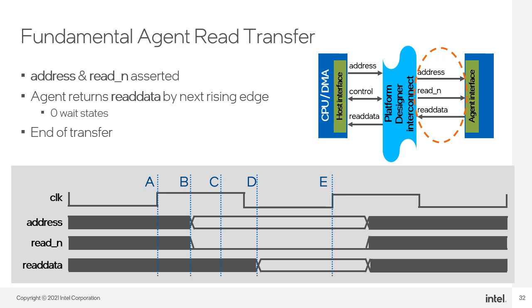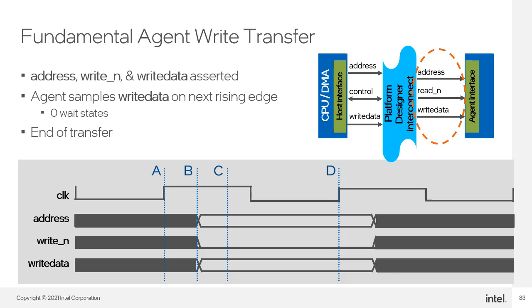Now, here is a fundamental read transfer from the agent's point of view. After rising clock edge A, the Platform Designer interconnect asserts the read enable signal and the address to be read. Note that this address will be translated by the interconnect to be specific for the agent's local register map, so it may be different from the address issued by the host. We'll look at how addressing works between hosts and agents later. By the next rising clock edge, the agent must present the data from the address specified, at which point the transfer completes. In this case, the transfer occurs in a single cycle.